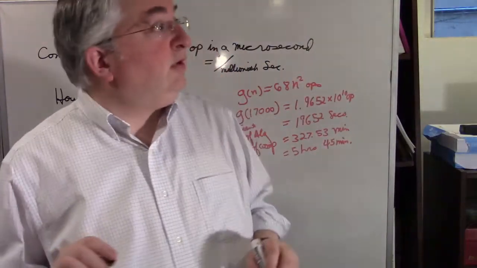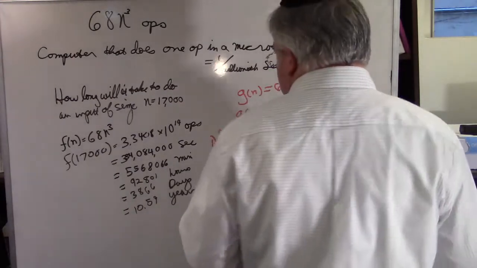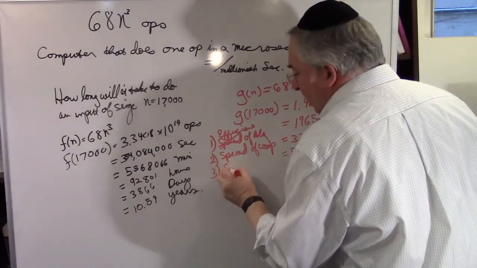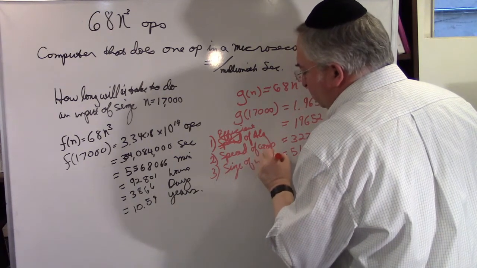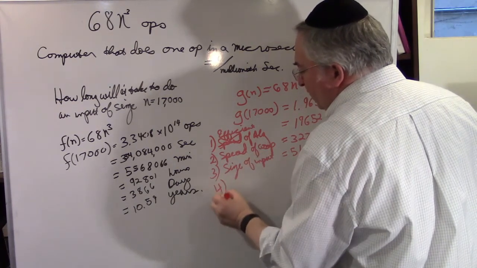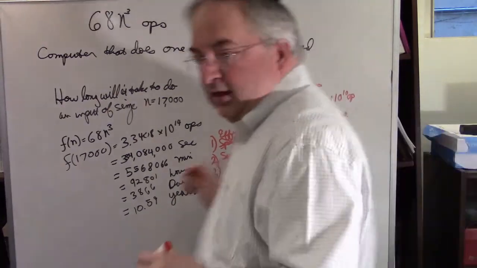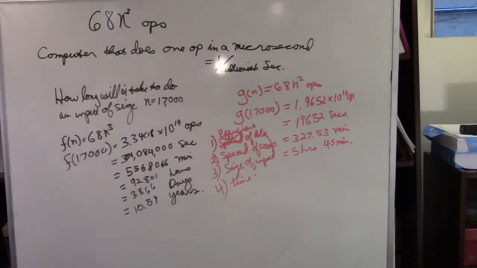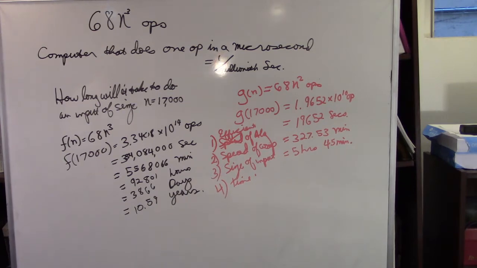Speed of computer, who's that? Okay, and then there's size of input, and 4, there's time. Okay, so with all of these, I can give you 3 of these pieces of information, and you have to figure out the 4th piece of information.